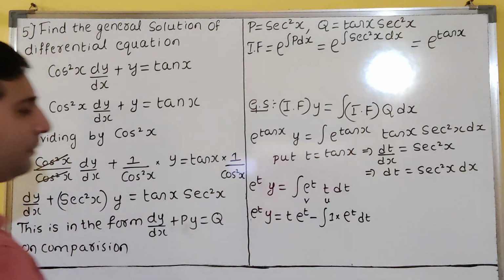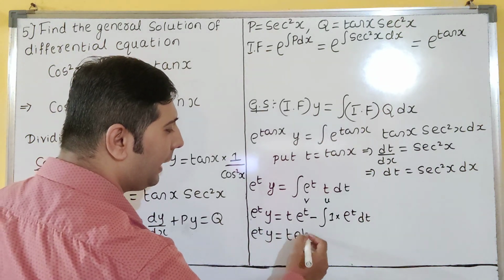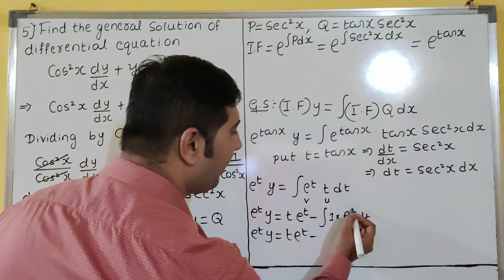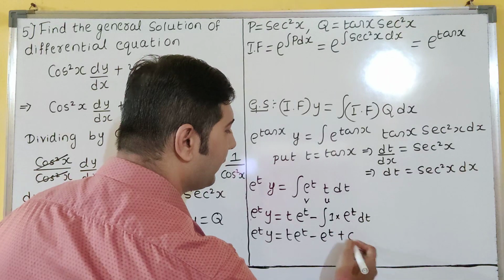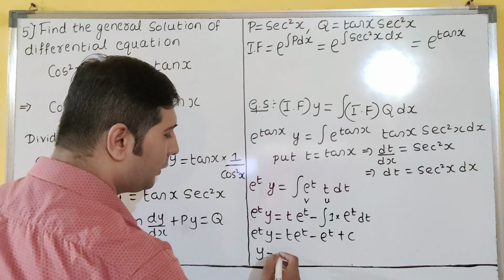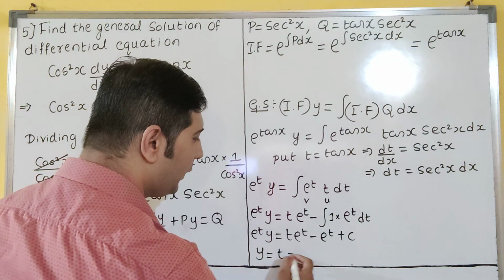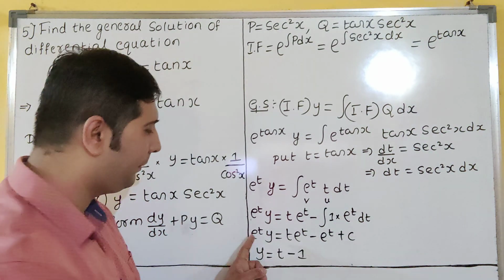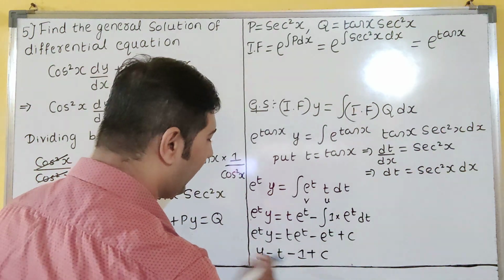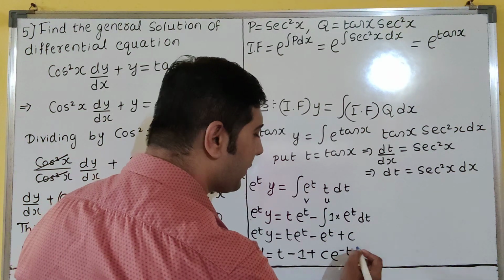So now, e raised to t into y is t into e raised to t, minus 1 into e raised to t, that is e raised to t, the integration of e raised to t, e raised to t only, dear students, plus c. You take e raised to t to that side, so y is equal to t minus 1, as e raised to t cancels here, and also cancels here, and c divided by e raised to t comes down. If you take it up, it will become e raised to minus t, dear students.